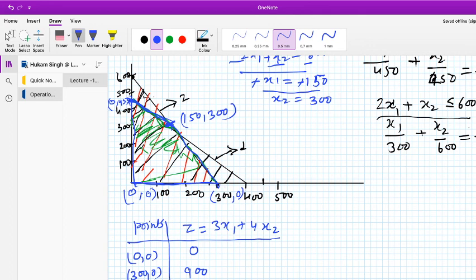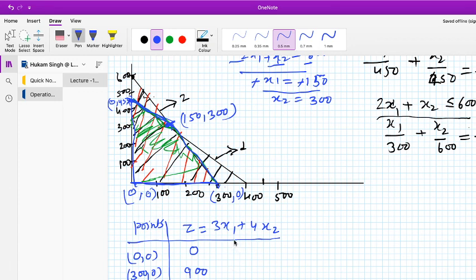And the last point is 150, 300. Okay. So at this point, the value of the objective function is going to be, put x1 equals 150 here, so this is going to be 450 plus 4 multiplied by 300, which is 1200. So it is going to be 1650.